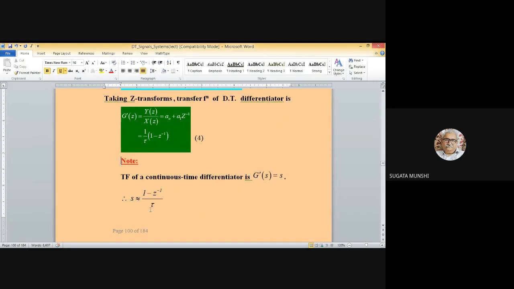After noting this equivalence, we will move on to discrete time integrators.